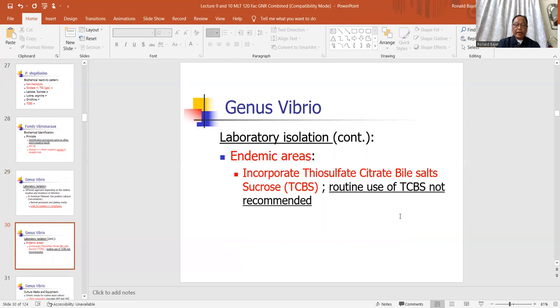Endemic areas for Vibrio incorporate TCBS. If you are in an endemic area and you're highly suspicious, then you can incorporate the TCBS agar. But if you don't know, if there's no incidence of Vibrio isolation, then you still have to use the normal stool culture techniques. Endemic areas means that there are isolated cases in that geographical region of Vibrio cholera infection, then you can use the TCBS agar. Routine use of TCBS is not recommended. Like what I said, you need to start off with routine stool culture plates, unless you have known isolates of Vibrio cholera. Okay, TCBS is for if you're pretty sure that you're going to isolate Vibrio cholera.